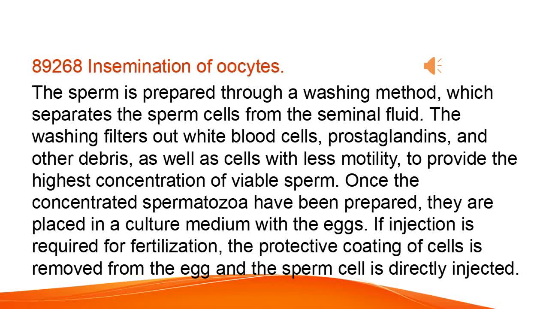Once the concentrated spermatozoa have been prepared, they are placed in a culture medium with the eggs. If injection is required for fertilization, the protective coating of cells is removed from the egg and the sperm cell is directly injected.